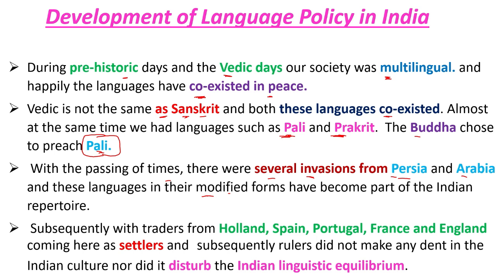Subsequently, traders from Holland, Spain, Portugal, France, and England came here as settlers. We have studied in social studies that people from these European countries started entering as sailors, and slowly they invaded our country and settled here. These rulers did not make any dent in Indian culture, nor did they disturb the Indian linguistic equilibrium. Their language and our language were treated equally, and they did not interfere with our languages.